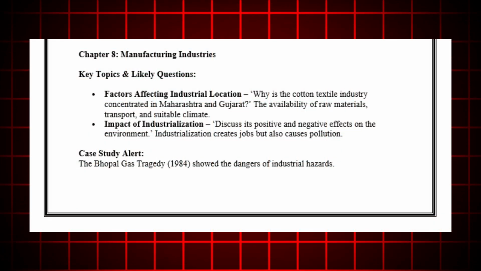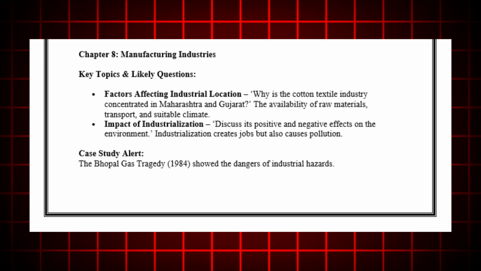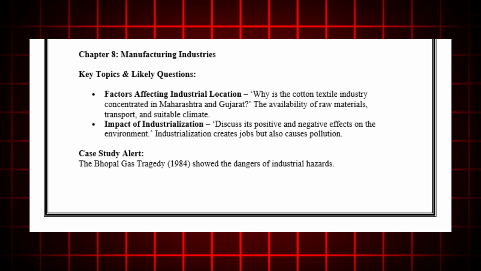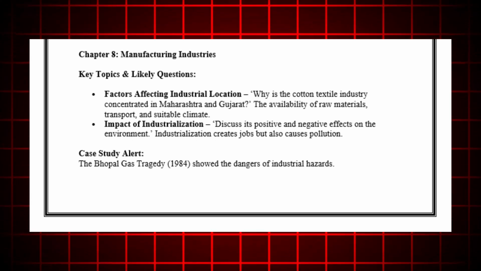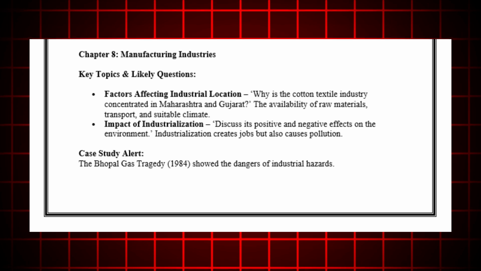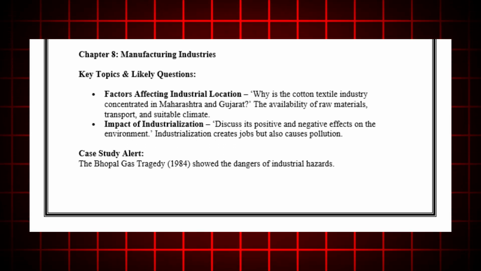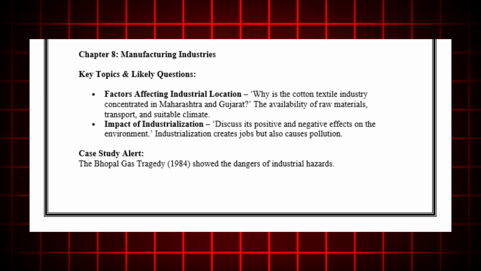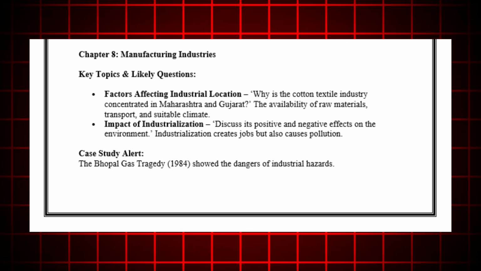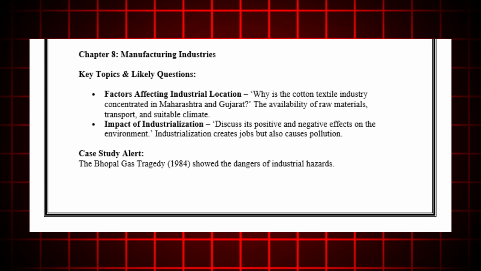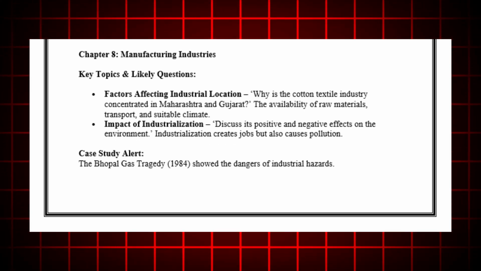Chapter 8, Manufacturing Industries. Key topics and likely questions. Factors affecting industrial location. Why is the cotton and textile industry concentrated in Maharashtra and Gujarat? The availability of raw materials, transport, and suitable climate. Impact of industrialization. Discuss its positive and negative effects on the environment. Industrialization creates jobs but also causes pollution. Case study alert: the Bhopal gas tragedy, 1984, showed the dangers of industrial hazards. Pro tip: know pollution control methods and factors affecting industrial location.